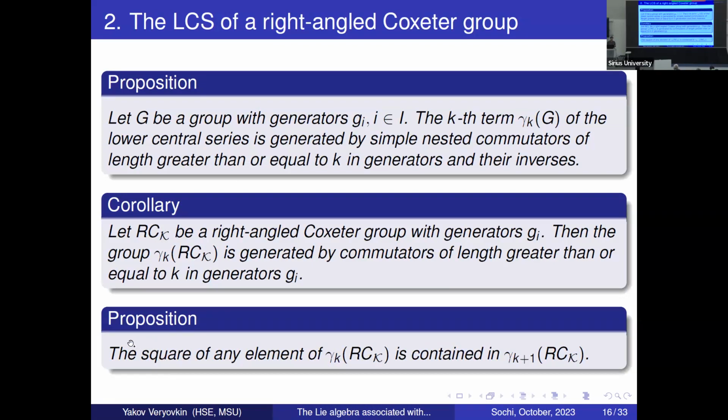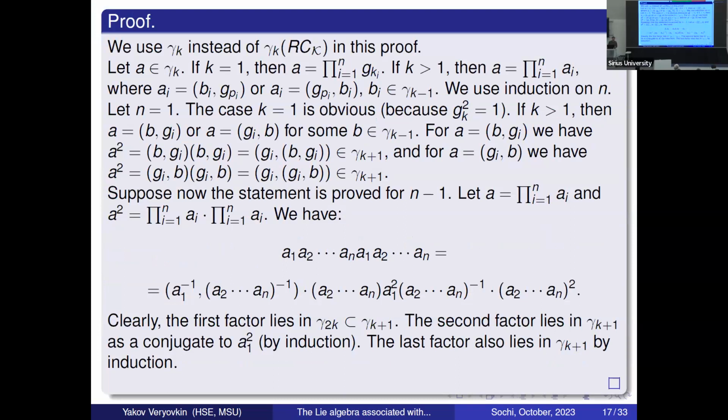From this, we have that the square of any element of gamma_k is contained in gamma_{k+1}. Proof: we use induction on n. Let A be from gamma_k. For k equals 1, we have A equals this product. If k is more than 1, then we have this product, where A_i is this commutator or this commutator, and B_i from gamma_{k-1}.